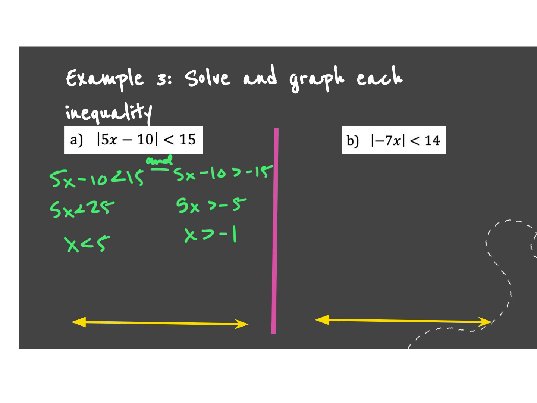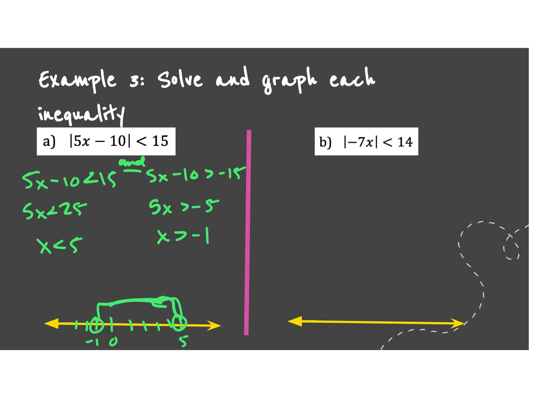So there's 5, there's negative 1. Less than negative 5 goes this way, greater than negative 1 goes this way. There is my solution. The one on the right, B.